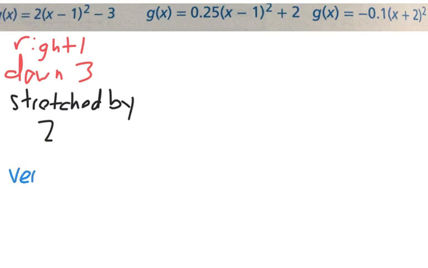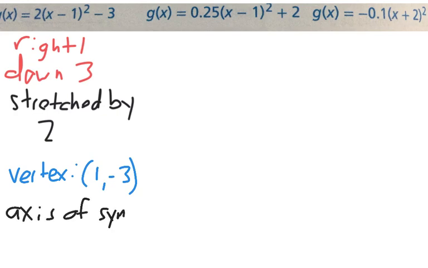Where is my vertex? It's positive 1, negative 3. Did the 2 change the vertex? No. Remember, we did a bunch of stretches, we did a bunch of reflections where it opened down. We did all kinds of stuff with those numbers out front 2 days ago, and we never changed the vertex. So that 2 on the outside did not change it. What about the axis of symmetry? x equals 1 is my axis of symmetry.